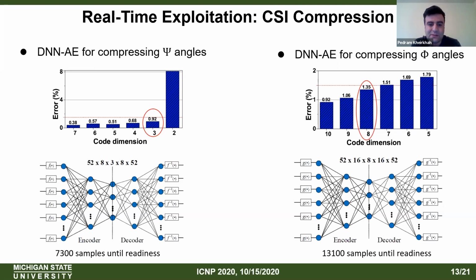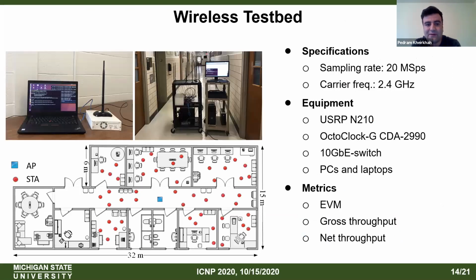This network will be used to implement the LB-SciFi, and we have prototyped the LB-SciFi on a real wireless testbed. In our testbed, we set the sampling rate to 20 megasamples per second, and the carrier frequency is set to 2.4 gigahertz to avoid unwanted interference from the real Wi-Fi networks in the surrounding area on the campus. As equipment, we use USRP N210 for data transmission and reception. We use a clock to synchronize different antennas at the AP side, a switch to collect the data, and PCs and laptops for baseband digital signal processing. For the metrics, we use error vector magnitude, gross throughput, which is actually the over-the-air throughput, and net throughput, which considers the airtime we spend to get the gross throughput.